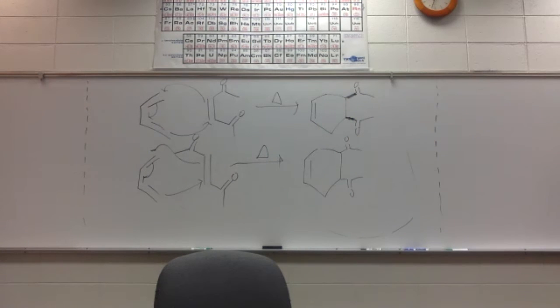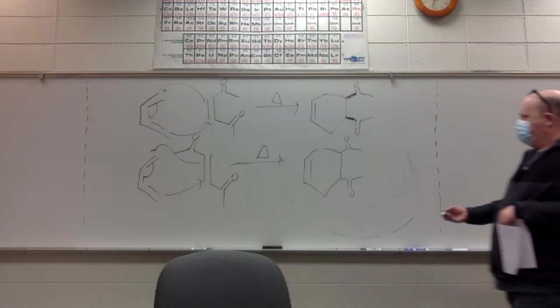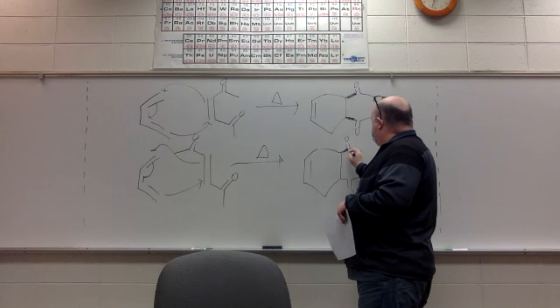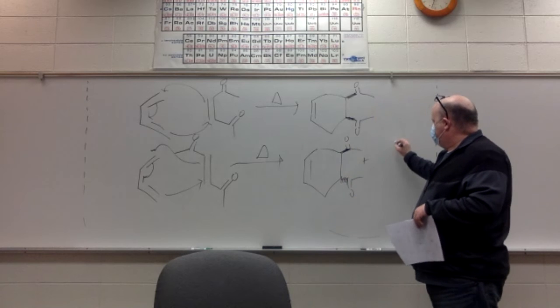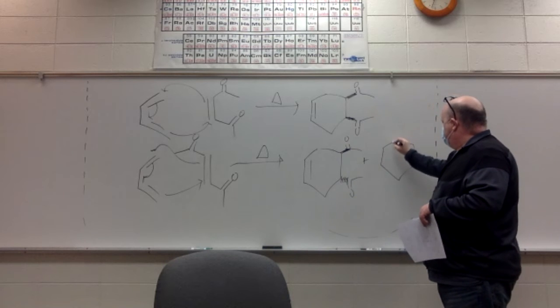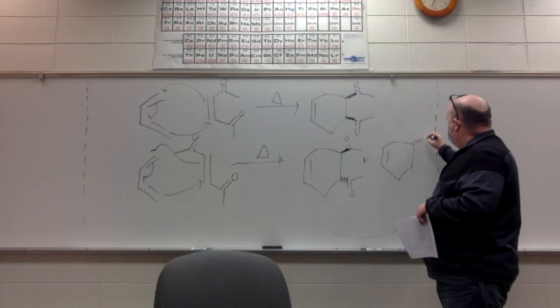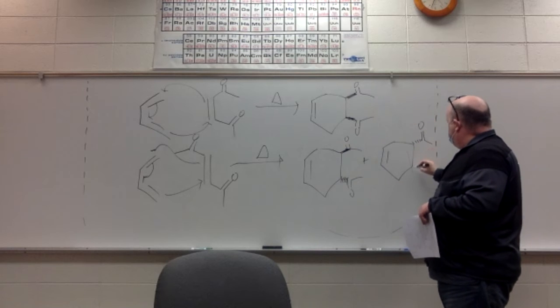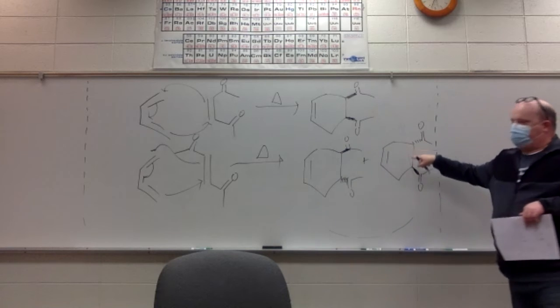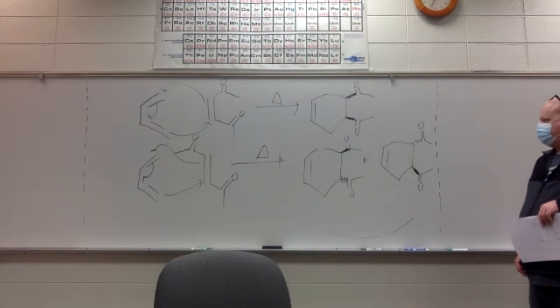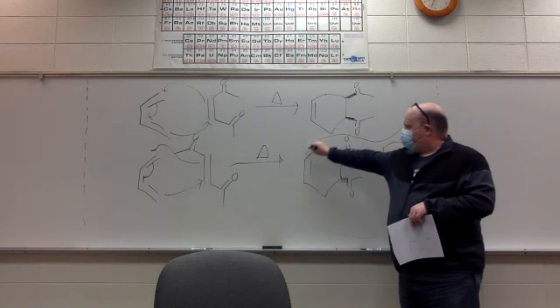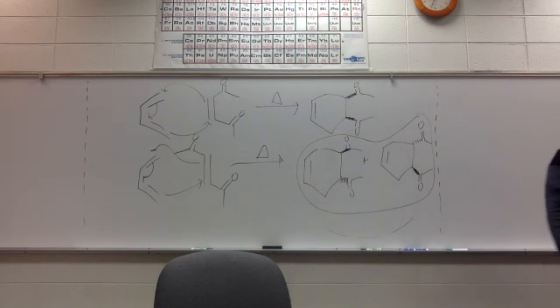If we had done this with a trans dienophile, like in this case, we would have had a trans arrangement of our ketone groups. And in this one, you could actually draw two separate ones because there's no way these can superimpose. So in this one, you'd get two different stereoisomers, but they would both be in the trans arrangement.